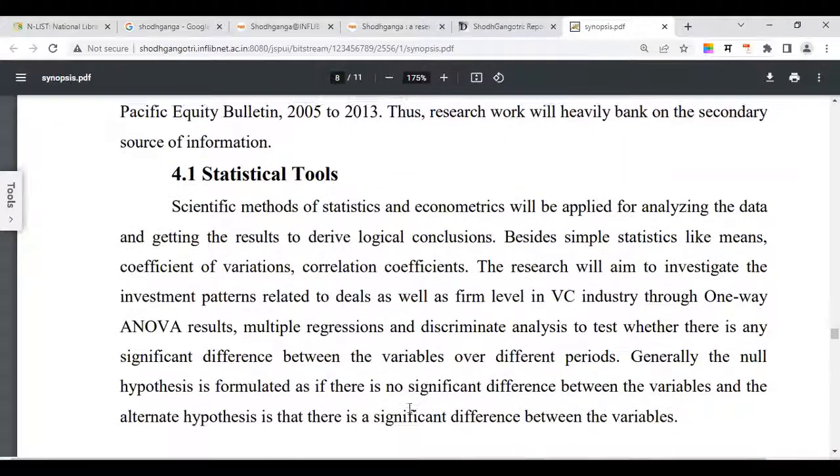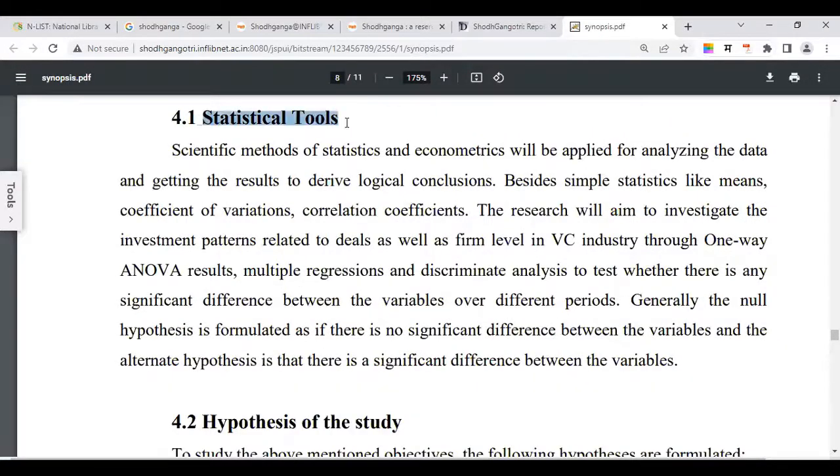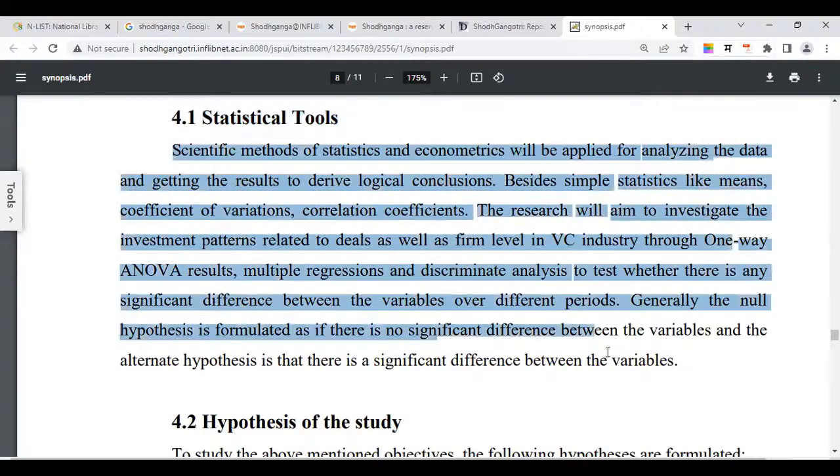Then statistical tools. How will you use the statistical tools? For example, you will use Excel for analysis. So you have to mention the statistical tools for the analysis of the information. We will use Excel or any software which we are going to use.